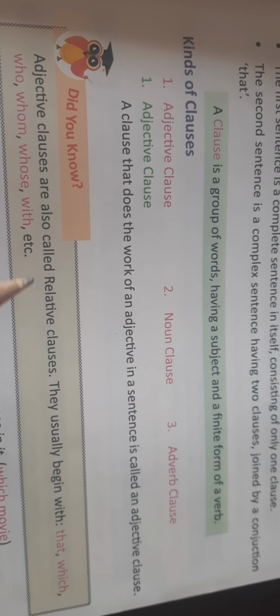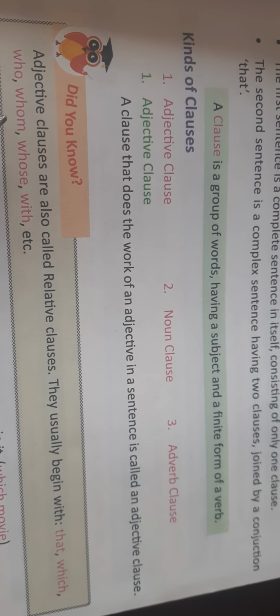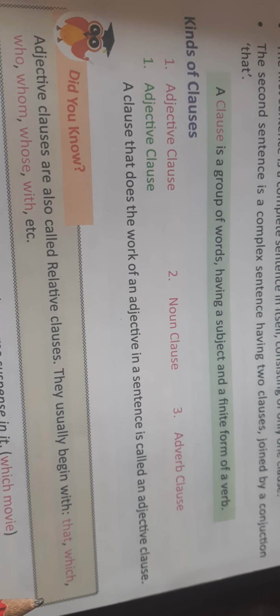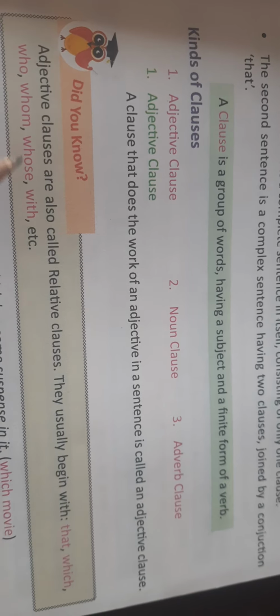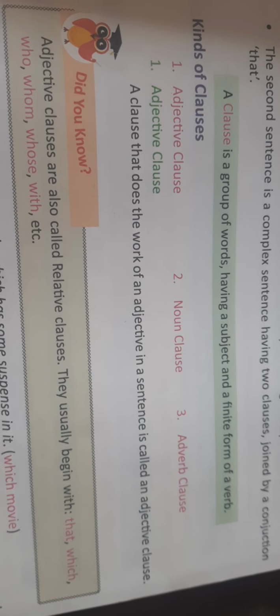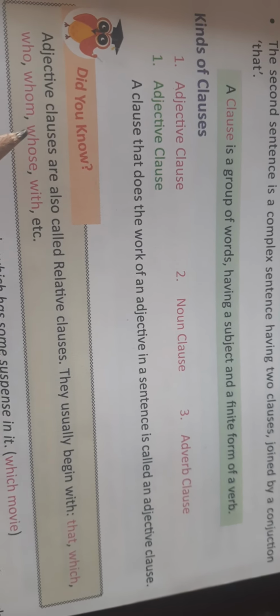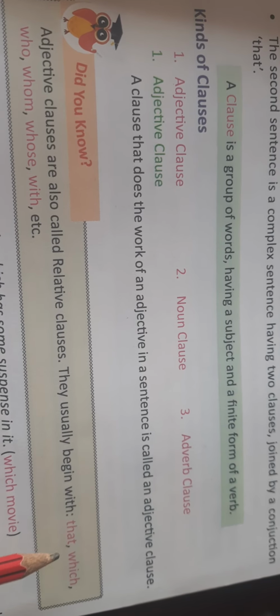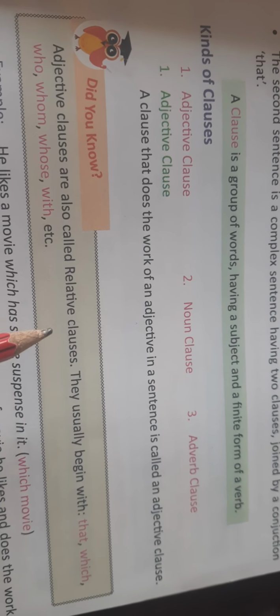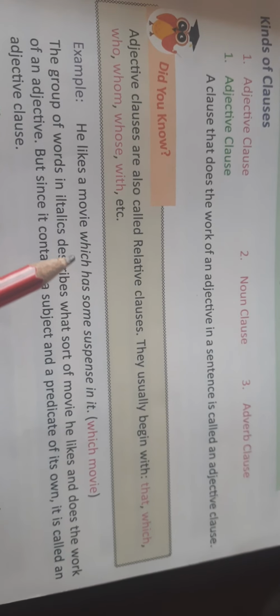And one very important thing has been given in your books. Adjective clauses are also called relative clauses. Why? Because they usually begin with that, which, who, whom, whose, etc. So beta, generally these adjective clauses begin with these words. That is why they are also called relative clauses.